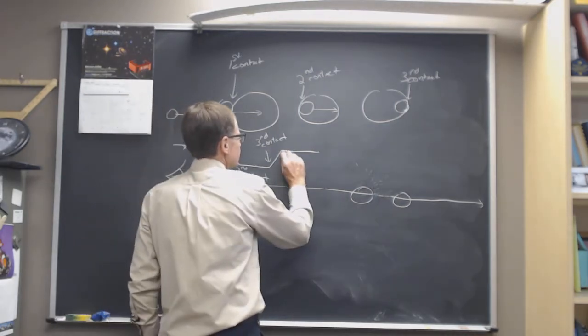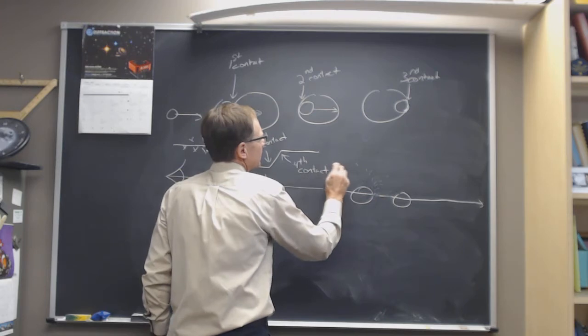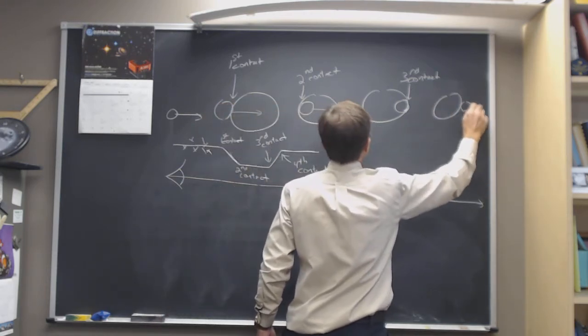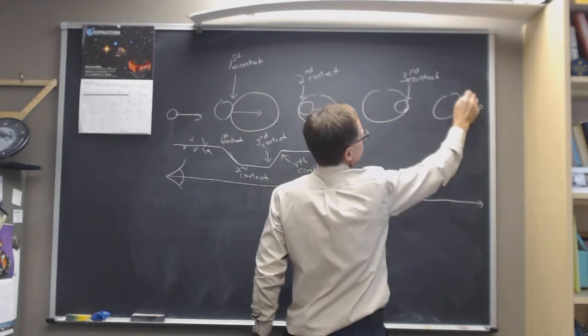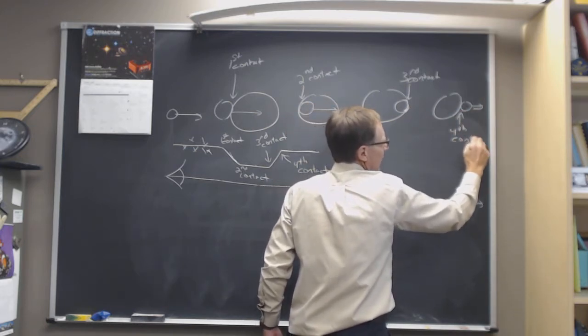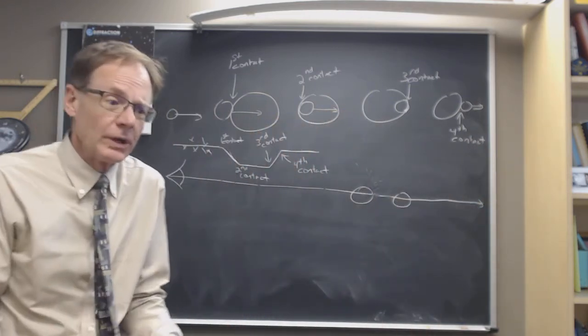And then we get out here, this is going to be fourth contact. And fourth contact is when the two objects have become completely free of one another again. And you see all of both objects. So that's what we got going on. That's what we're going to work with here.